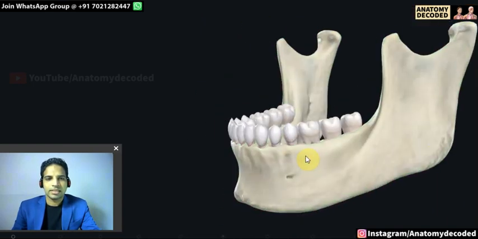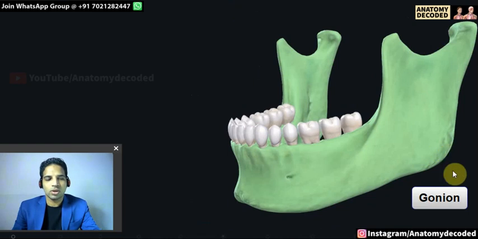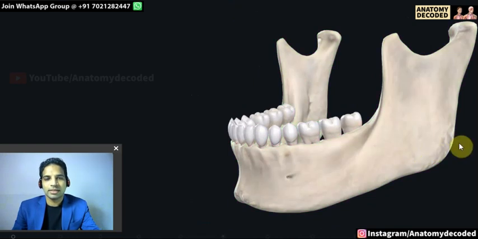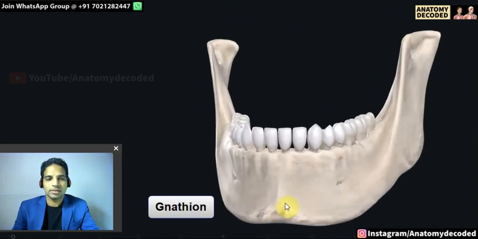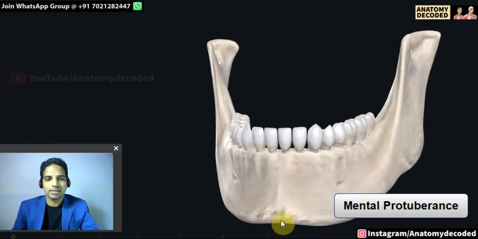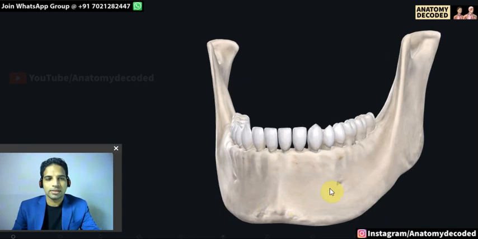Then at the angle of the mandible, there is a specific point which is called gonion. In craniometry, there are specific points in the skull which help in measurement of various dimensions. So the angle of the mandible is referred to as gonion, and this central midpoint is referred to as gnathion. This projection here is referred to as the mental protuberance. The most projecting point here is referred to as gnathion.